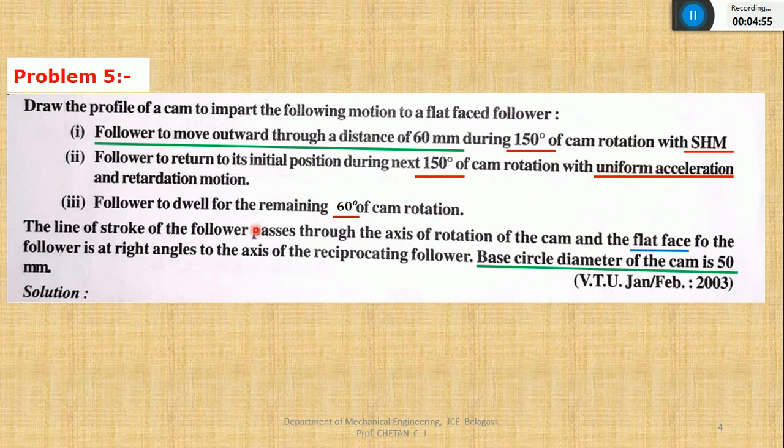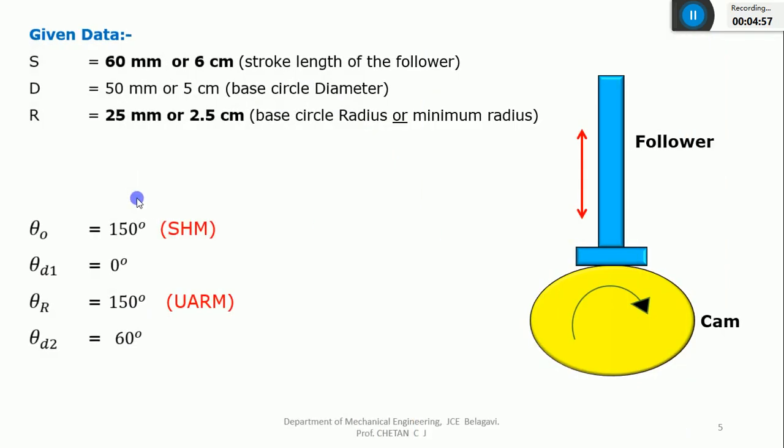Okay, and after this, I'll note down the given things. As it is given, the stroke length of the follower is 60 mm. In the first condition, the follower is moving in outward direction to 60. S is given. Diameter of the base circle is given as 50 mm. I'll convert into radius because I want the base circle radius, not the diameter. So it will become 25 mm or 2.5 centimeter. That is capital R. So this is important.